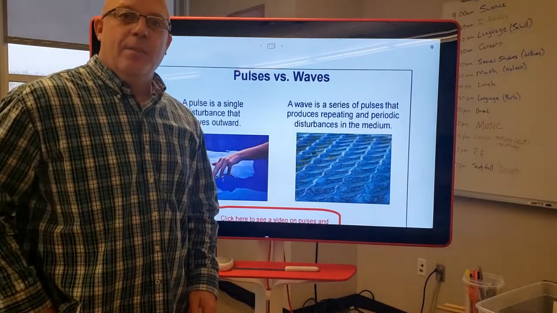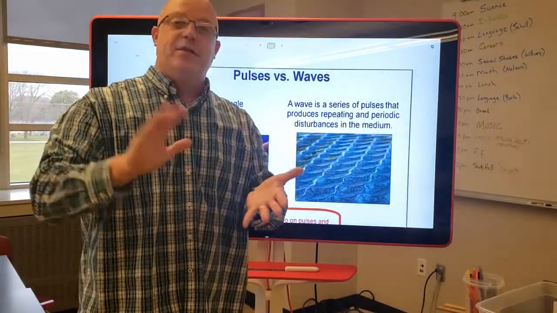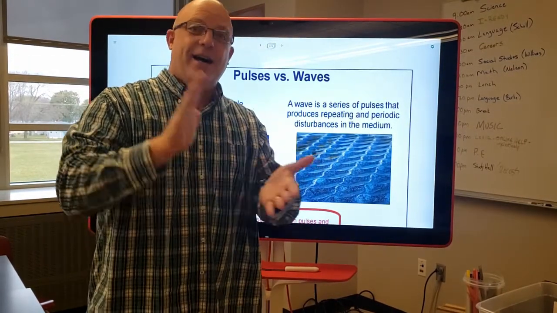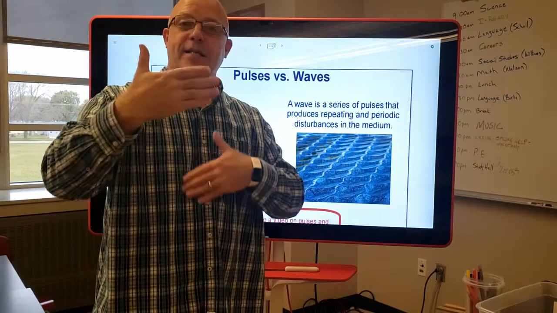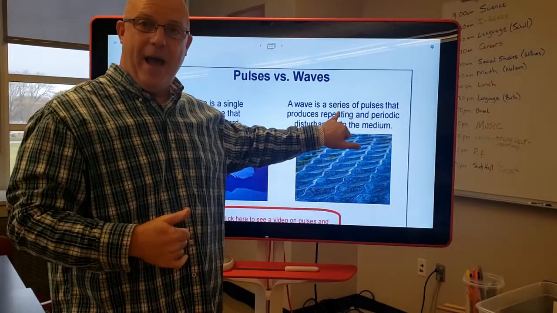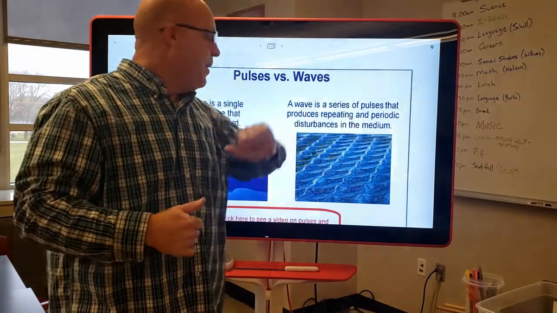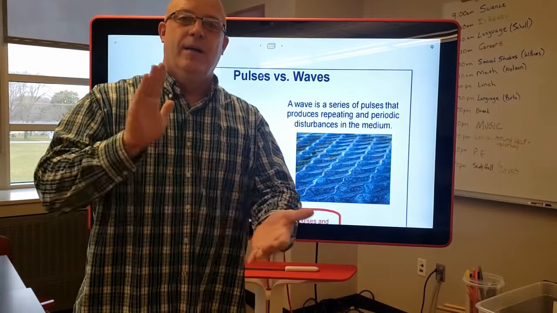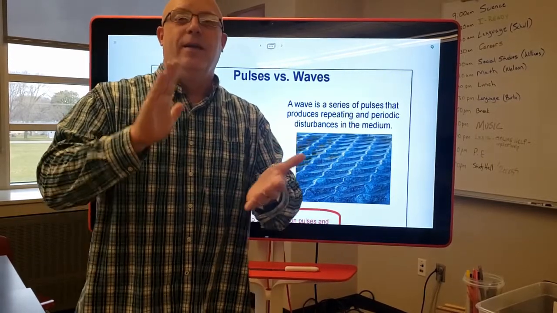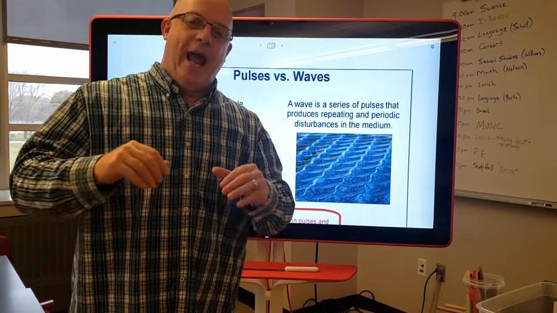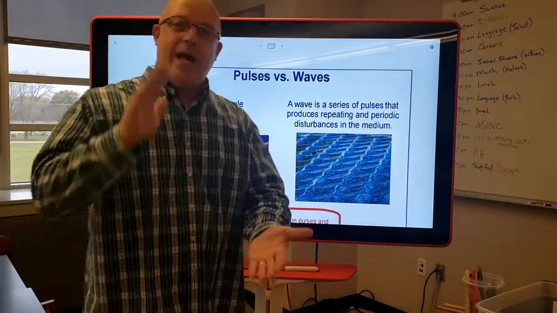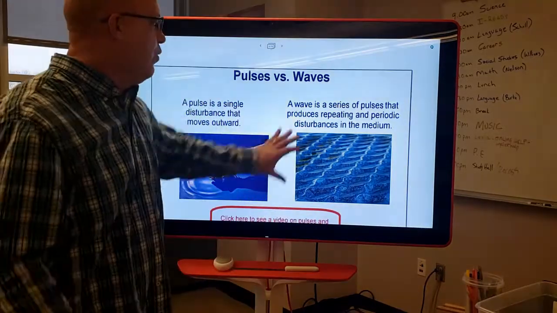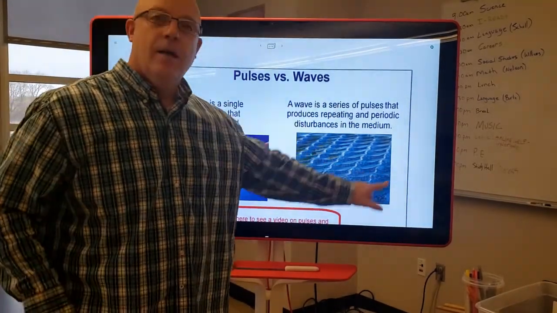Repeating means that it is a pattern. For instance, do you guys remember this from elementary? Ta, ta, tiki, ta. Ta, ta, tiki, ta. That is a repeating pattern. And periodic means it takes the same amount of time. I can't go 1, 2, 1, 2, 1, 2, and then change the speed. It has to be the same. So if you want a wave, it has to be the same disturbance over and over and over again, and that produces a wave.